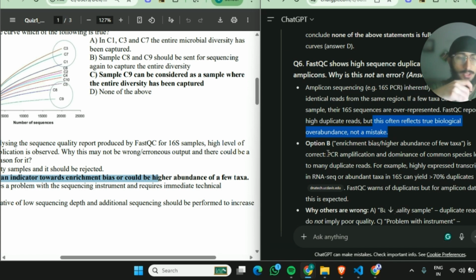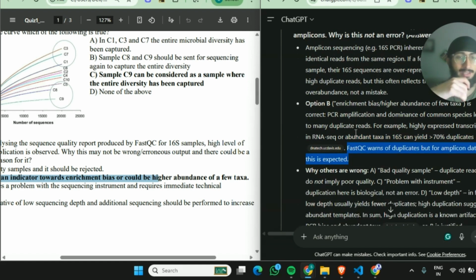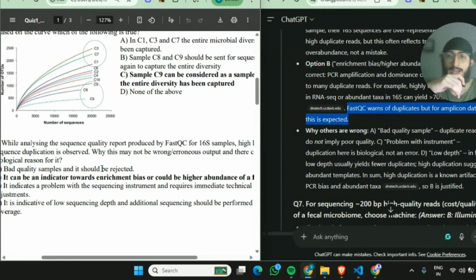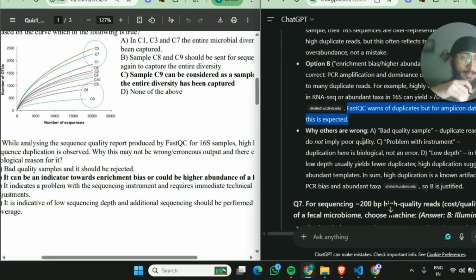PCR amplification and dominance of common species lead to many duplicate reads. For example, highly expressed transcripts in RNA sequencing or abundant taxa in 16S can yield greater than 70% duplicates, and FastQC warns of duplicates, but for amplicon data that is expected. While the others are wrong: bad quality sample and it should be rejected? So duplicate reads do not imply poor quality.